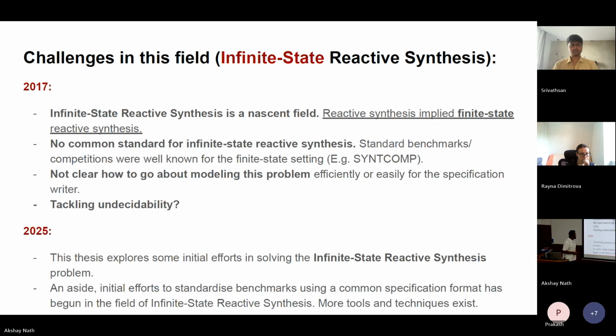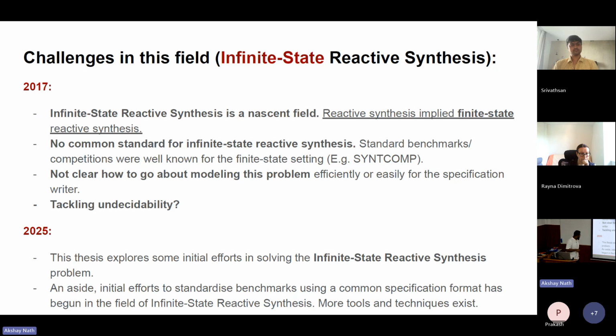However, although in the finite state setting you had SYNTCOMP, which was a standard competition, in the infinite state setting there is no common standard. It is not clear how to go about modeling this problem, and tackling undecidability is another challenge, which is a problem in itself.